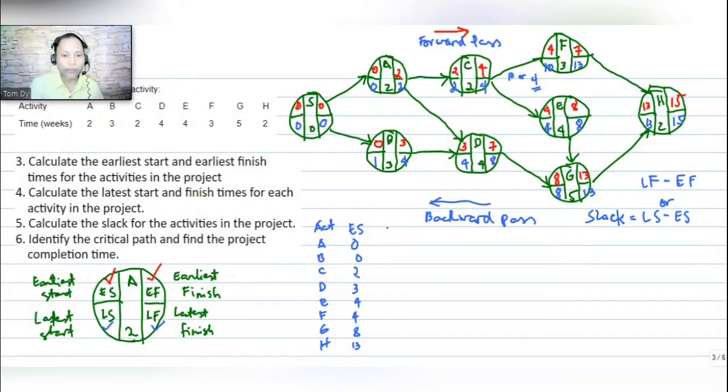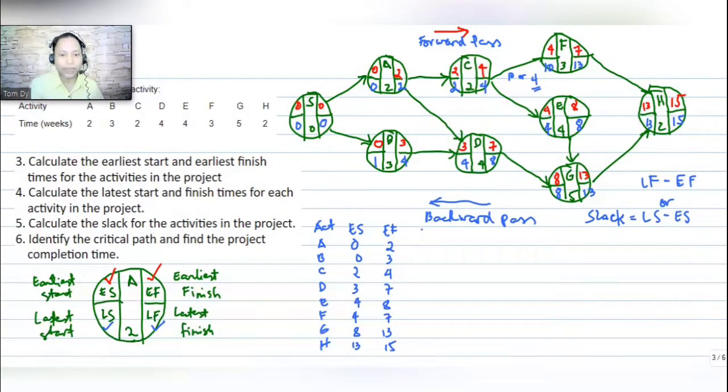For our EF, for A that is 2, 3, 4, 7. So we have 2, 3, 4, 7, and then 7, 8, 13. I mean 8, 7, 13 for E, F, G. And then 15. That is our EF.